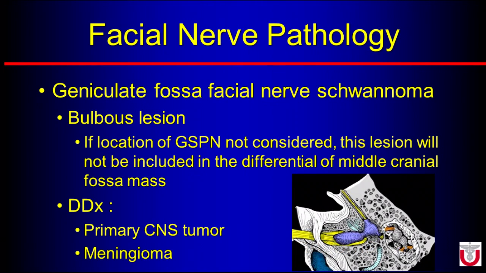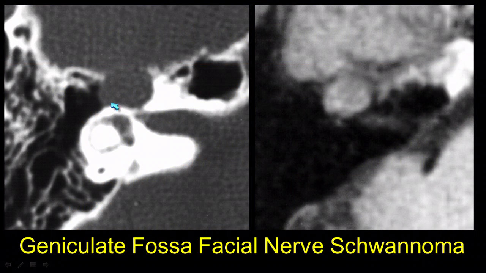Next is the geniculate fossa. So at the anterior genu, we have the brain immediately superior to it. So at this location, if we have a geniculate fossa facial nerve schwannoma, we have enlargement of the bones. Here we see on pre-contrast T1, it's iso to brain. It looks similar in soft tissue intensity.